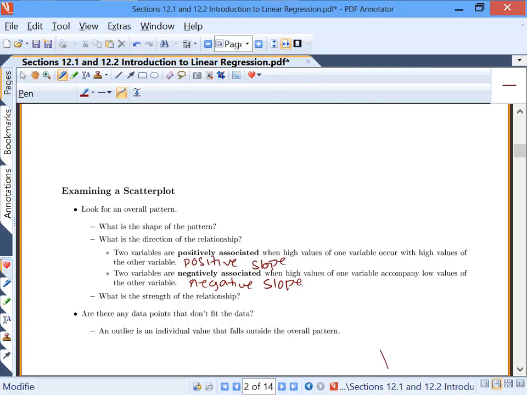So we want to know what's the shape of our pattern. Does our pattern seem to be going up or down? What is the strength of the relationship? And also we'll look for any data points that don't seem to fit with the rest of the data, such as outliers. And we already know that outliers are just values that don't fit with the overall pattern.